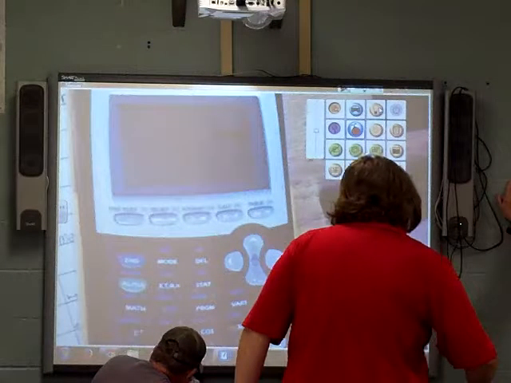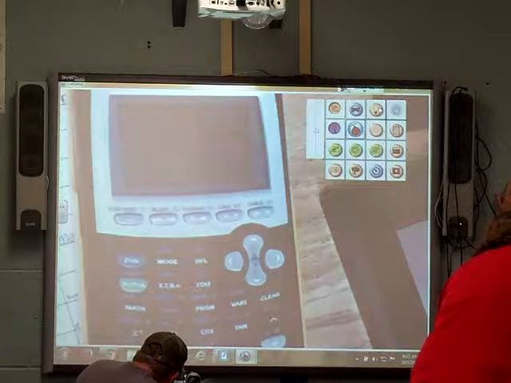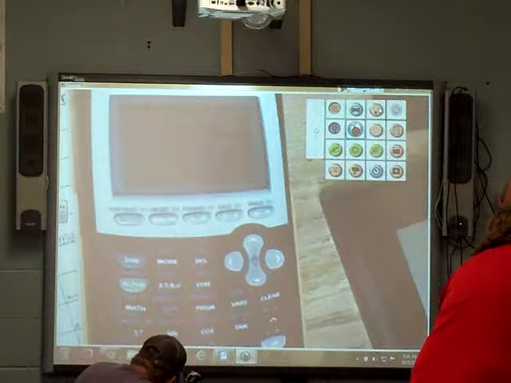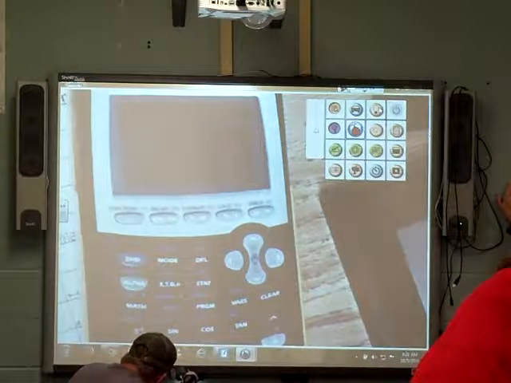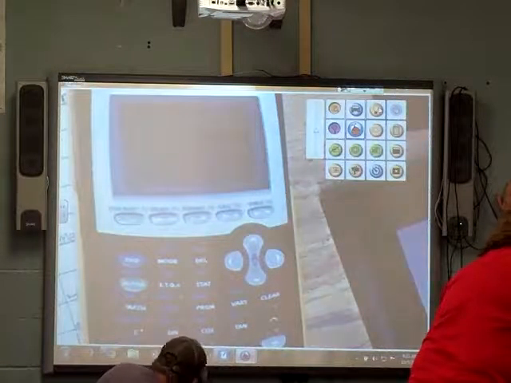Looky there. Boom, baby. You got to change it over to a 3 by 3. There you go. Now you can use the arrows, or you can hit enter. Either one.